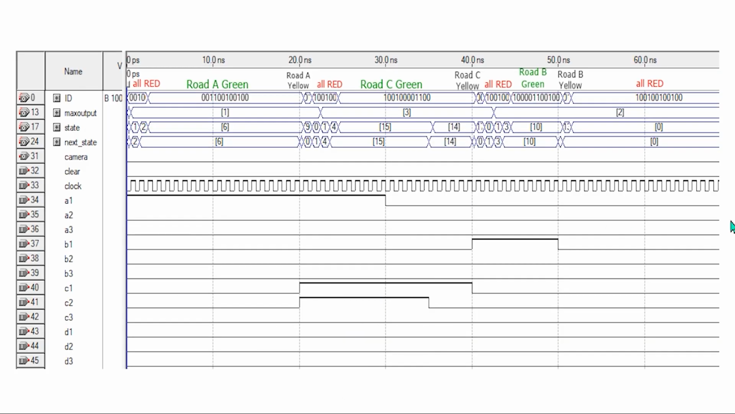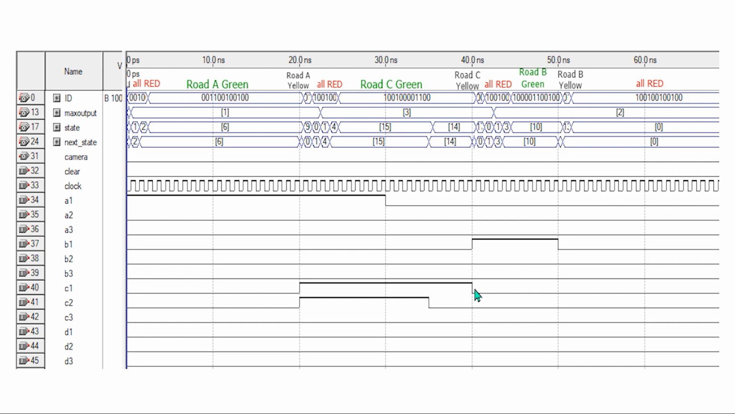Okay, so now let's look at some sample results. This is a simple traffic system shown, with no emergency vehicles and no camera module activation. At first you can see that A1 is high, so road A is getting green signal here. After this point, when the clock reaches this positive edge, you can see that C1 and C2 both are active. So now road C has greater traffic. Road A is getting yellow signal, and then red signal, and road C is getting green signal. And at this point, C1 and C2 are low again.